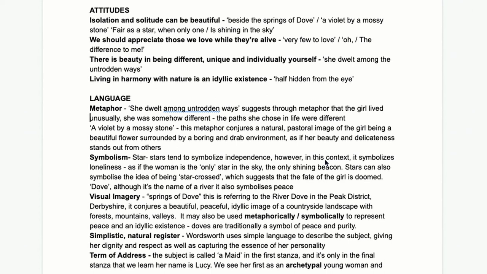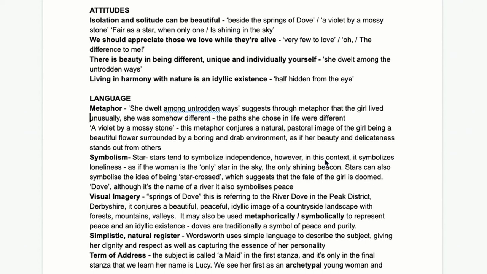We can get a more metaphorical interpretation. The literal interpretation is she lives in nature. The metaphorical interpretation is she lives a different kind of life. Her brain works differently from the average person. That's difficult for her in some ways, but it's also very beautiful, refreshing, uplifting and interesting for the speaker as well. There's also "A violet by a mossy stone", and I've gone into that one already, so feel free to look more at the notes if you need help with that one.